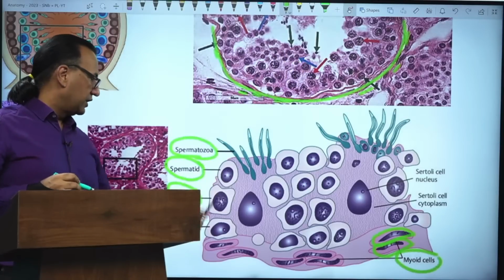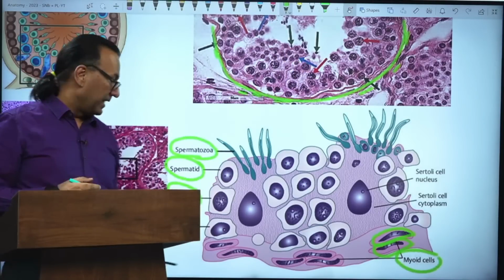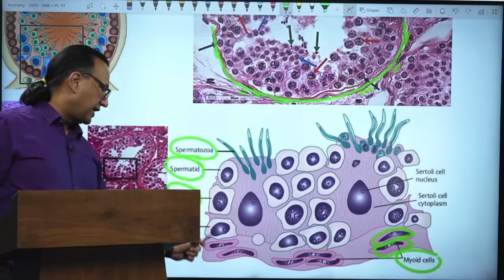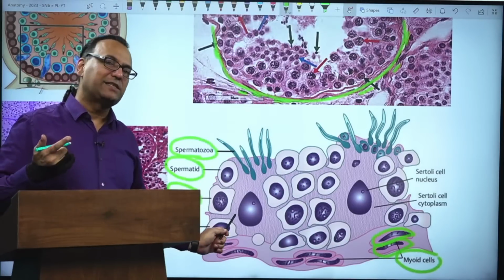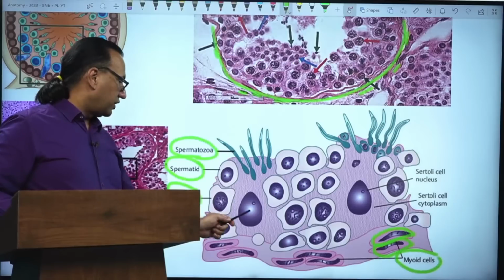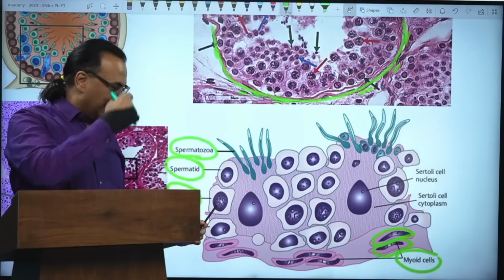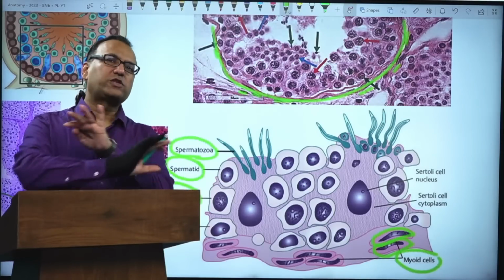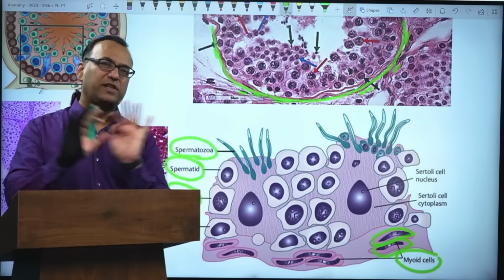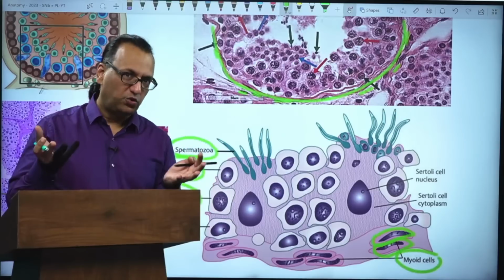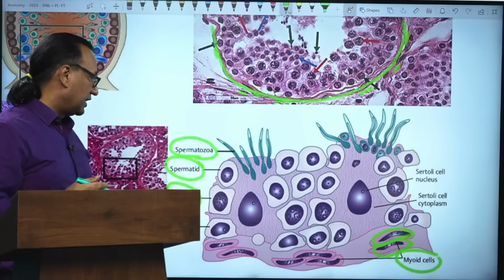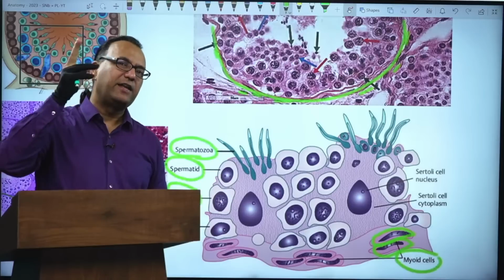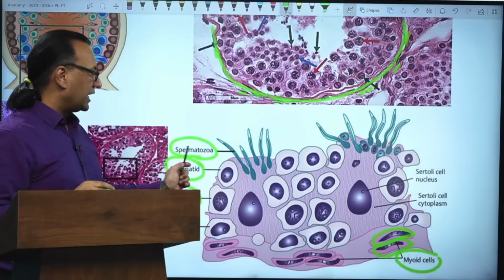So sequence of cells you have to remember. The peripheral cell is myoid cell, then you have spermatogonia, primary spermatocyte. Why are you not seeing the secondary spermatocyte? We are not seeing the secondary spermatocyte because the life cycle of secondary spermatocyte is very short, and most of the sections which you take in testis will not show you secondary spermatocyte. They will be actually short-lived, so rarely seen. Immediately you see what is called spermatid and spermatozoa.